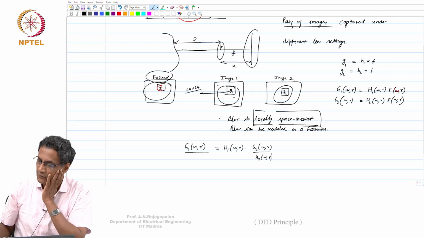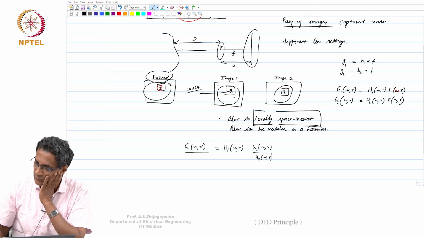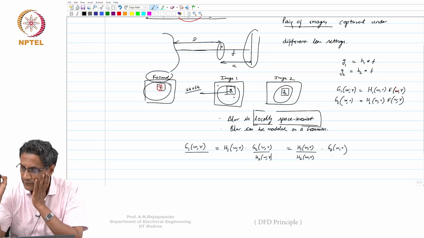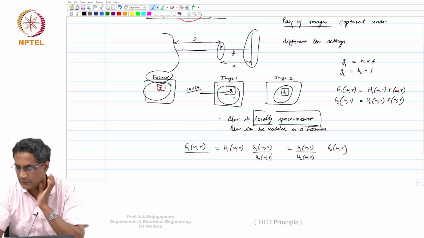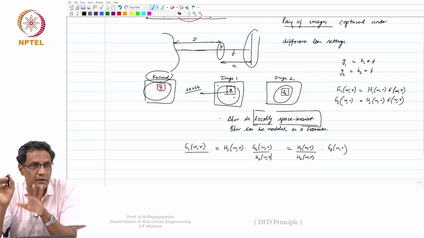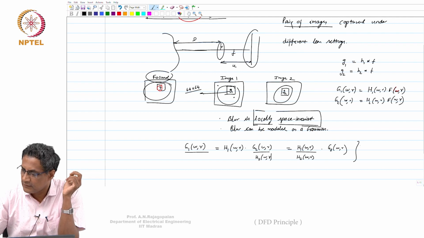So it means that G1 of omega nu is equal to H1, so F is simply G2 by H2, which is H1 of omega nu by H2 of omega nu, into G2 of omega nu. So we have something like this on the one hand, which comes from the intensity information. This is all the photometric information. We can simplify this further, but we'll come back to that in a minute.